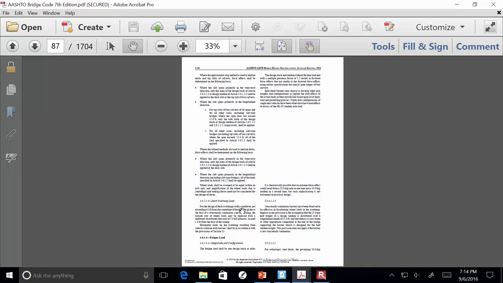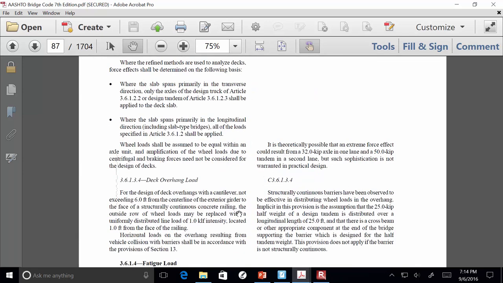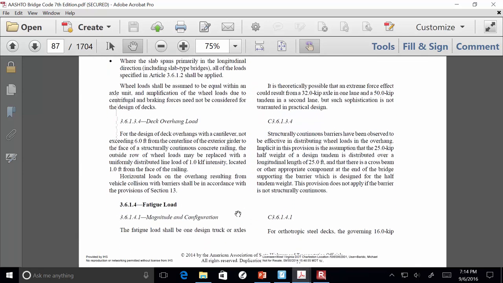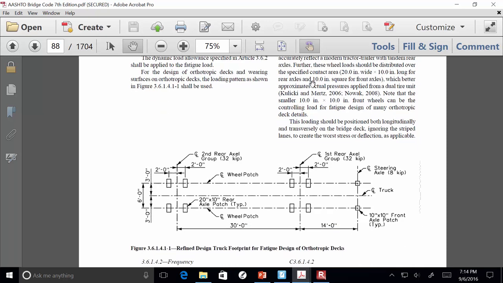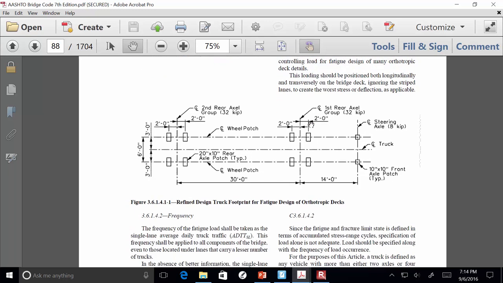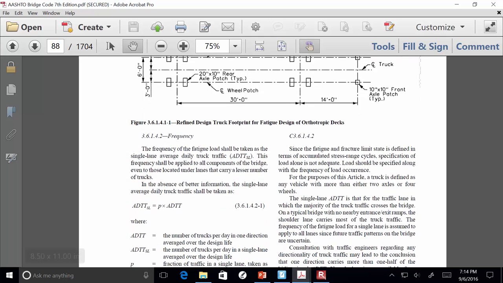We have this discussion here on 3-30 of the fatigue load, and remember, it's one truck with the constant spacing of 30 feet between the 2 rear axles. That's where all that comes from. Again, I don't mean to bring up that bad, melancholy news, but you'll see this name Mertz quite a bit in the spec. He was pretty influential in its development.